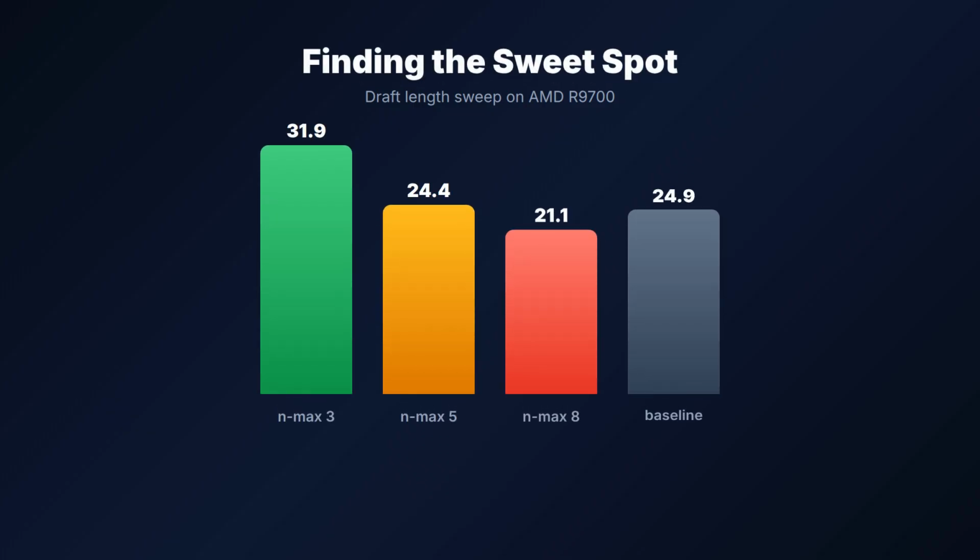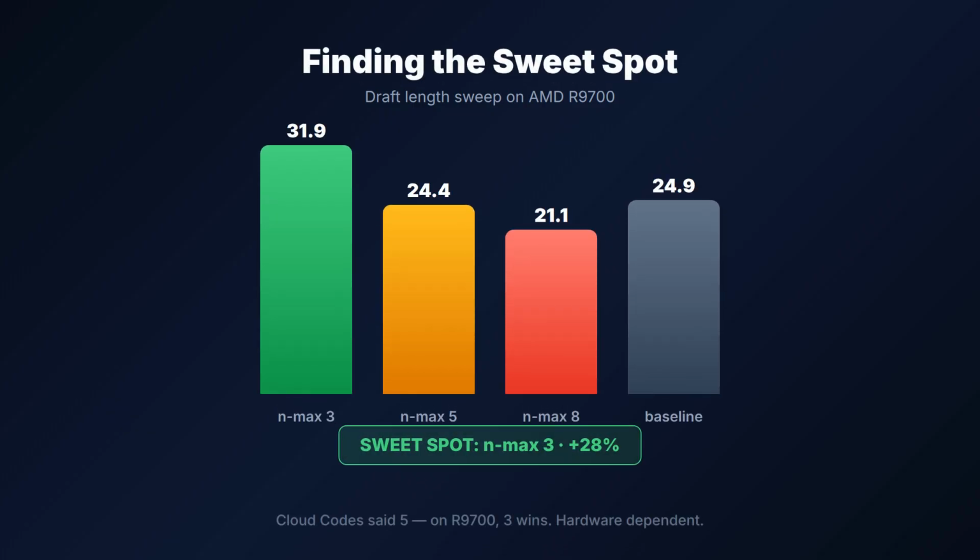Now here is where it gets interesting and where the popular videos get it wrong. The flag takes a number, how many tokens to guess ahead. The Cloud Codes video claimed the peak is at 5. On my R9700, that is wrong. I swept the draft length from 3 to 8. At 3, I got 31.9 tokens a second, a 28% speed up.